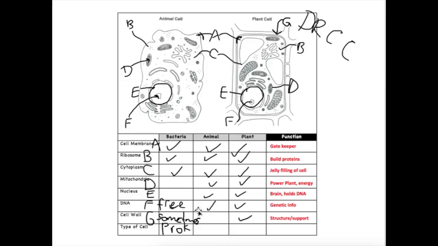If I'm an animal cell or a plant cell, I have a nucleus. My DNA is contained in that nucleus. So I am going to be eukaryotes for both my animals and plants. And that sums up our summary of animal versus plant versus bacterial cell.